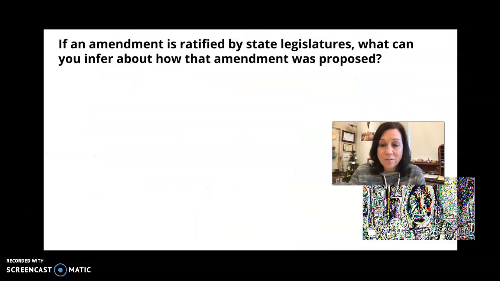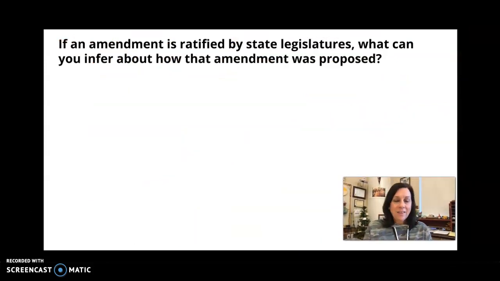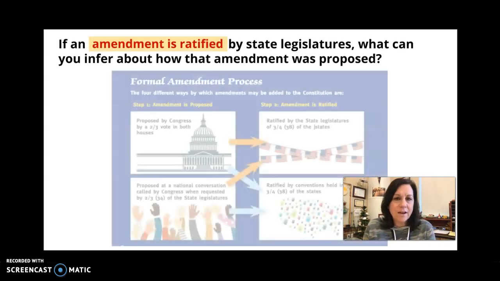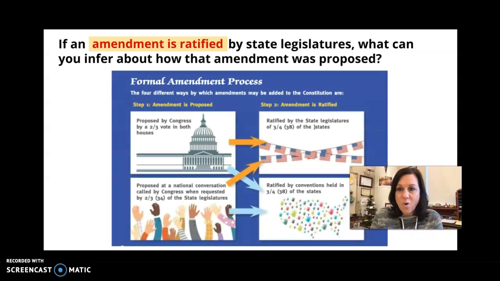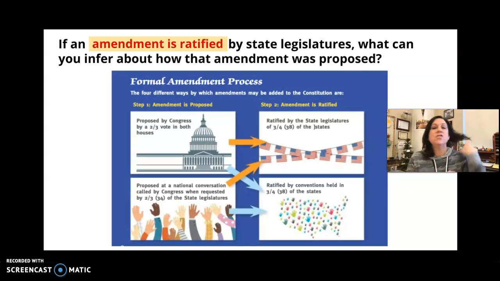Okay, so let's take a look at this. If an amendment is ratified by state legislatures, what can you infer about how that amendment was proposed? Well, let's see here. Amendment is ratified. Wonder what that could mean. So, you've got your visual, and it's a graphic of how the amendment process works.